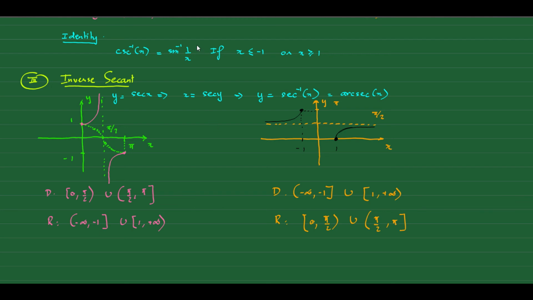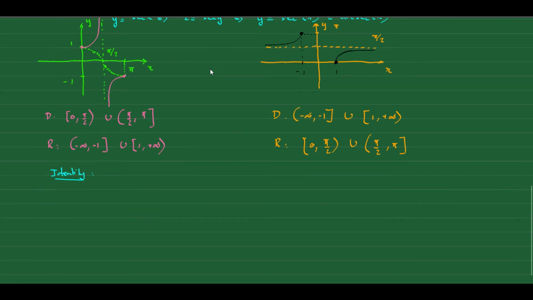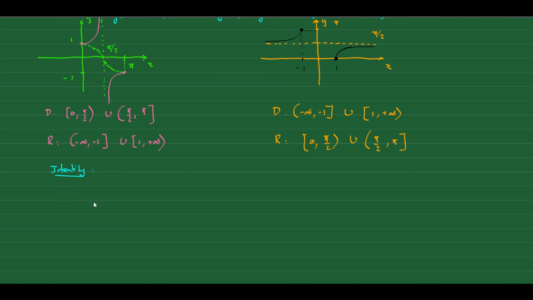And they also have a relation identity between the inverse secant and inverse cosine. So we also know that inverse secant of x could be inverse cosine of 1 over x if x is less than or equal to -1 or x is greater than 1. Alright. Okay, and now we're going to go ahead and start with some examples.